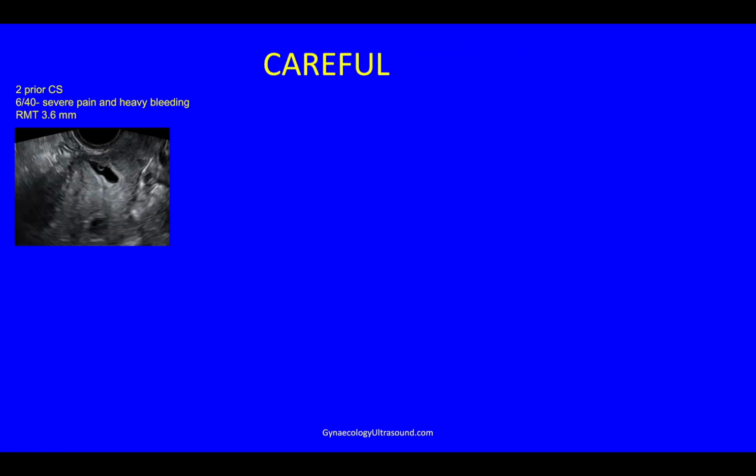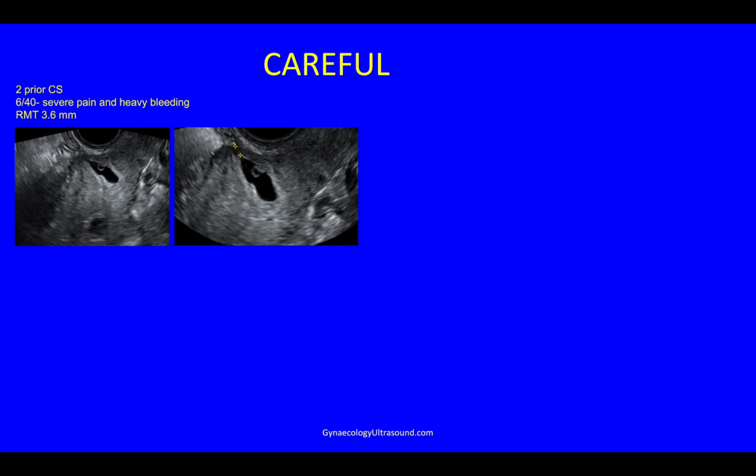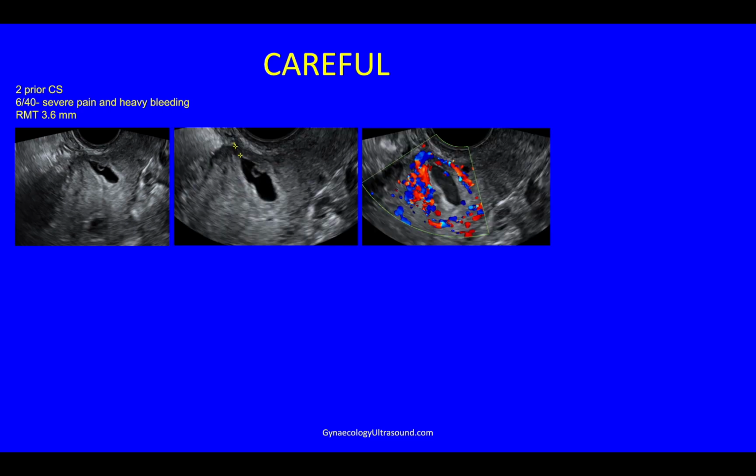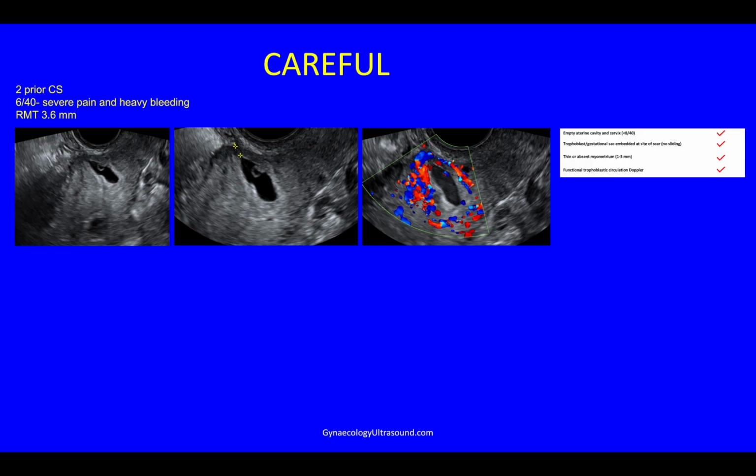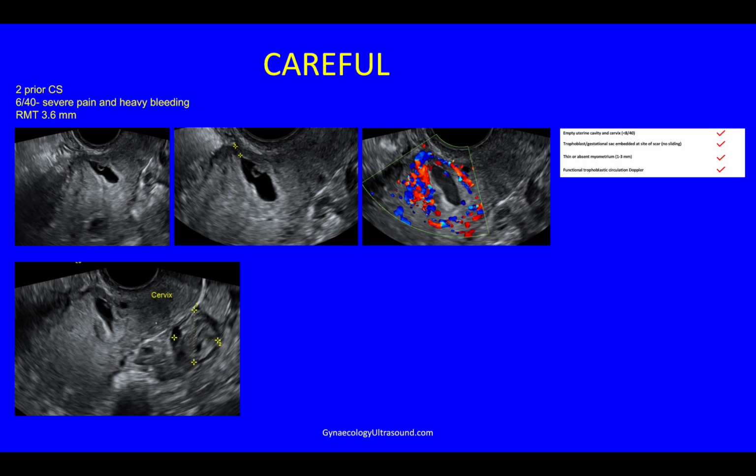In this case, this lady had 2 prior sections, and at 6 weeks developed severe pain and heavy bleeding. She has a scar pregnancy there, you can see, with a myometrial thickness of 3.5 millimeters. Anterior placentation, and it's not a miscarriage. You can see it fulfills the criteria for a scar pregnancy, but don't stop there.